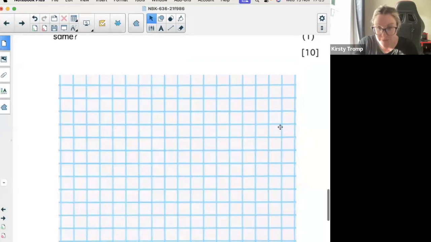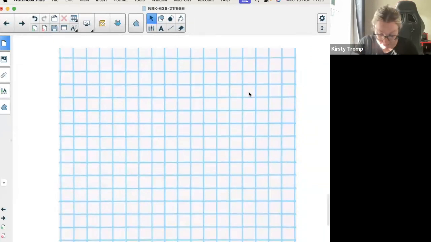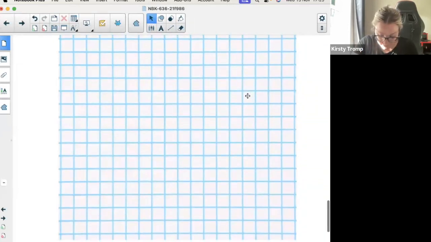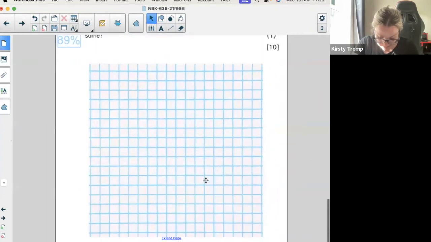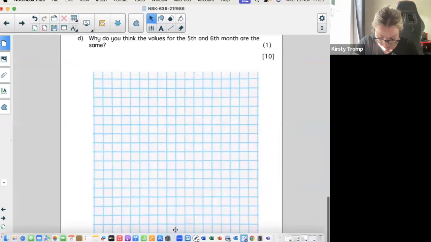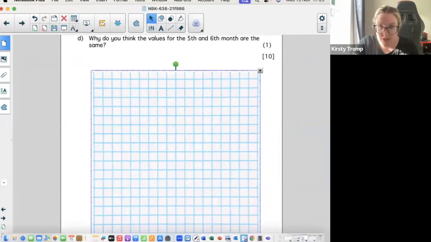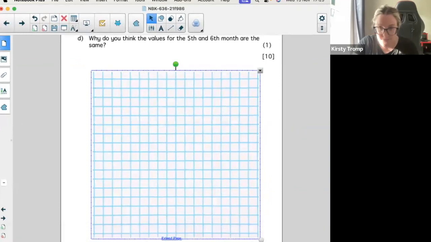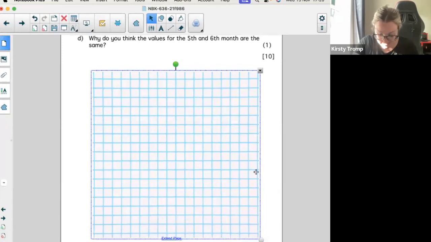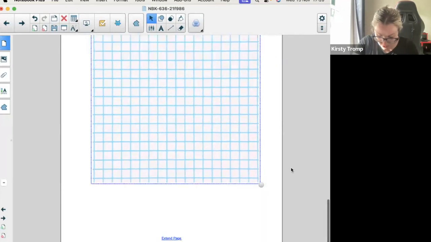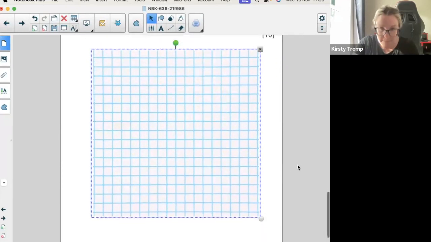So if I'm looking at my graph paper, on the x-axis, so that's the bottom, on the x-axis, sorry guys, I am going to put my months. So this is going to be my months here on the x-axis.